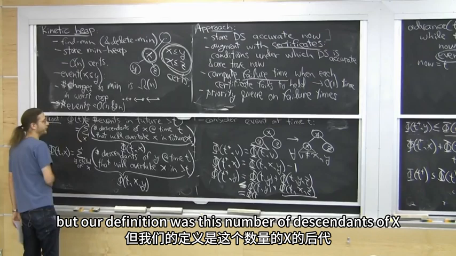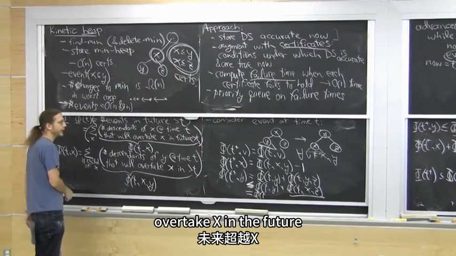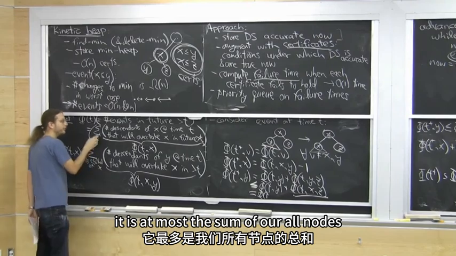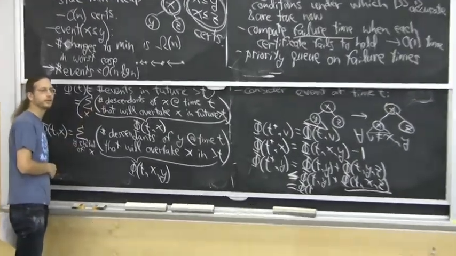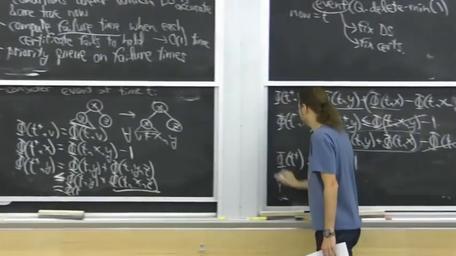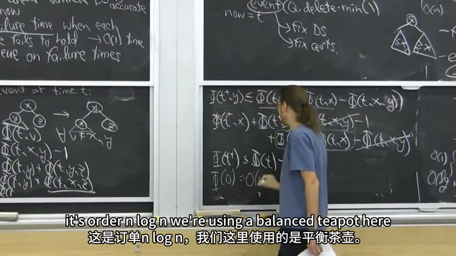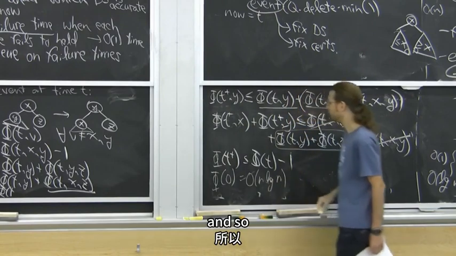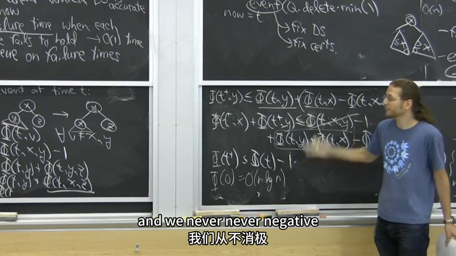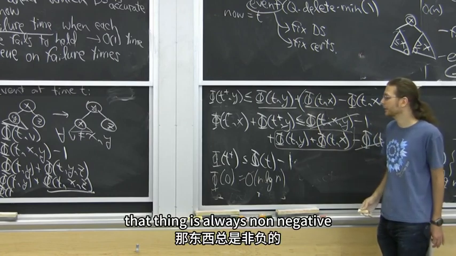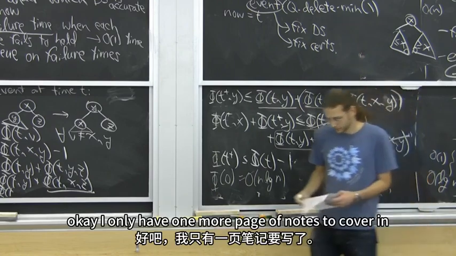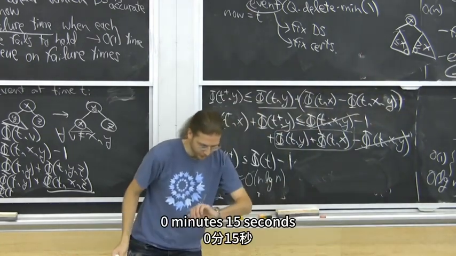Okay, but our definition was this: the number of descendants of x that overtake x in the future. How big could this thing be? It is at most the sum over all nodes of the number of descendants of that node. So it's by definition at most n log n. If we look at phi of 0, it's order n log n. We're using a balanced heap here. And so if we're order n log n initially, and in every event that happens we go down by 1, and that thing is always non-negative, then the number of events is at most order n log n. Cool?